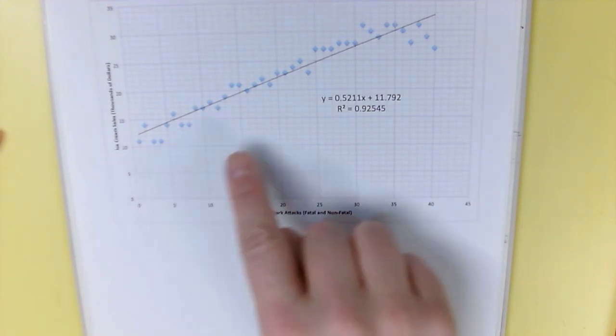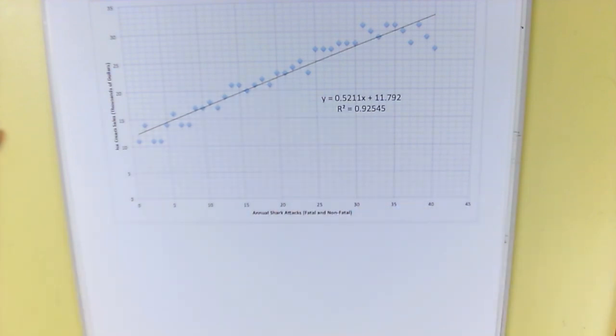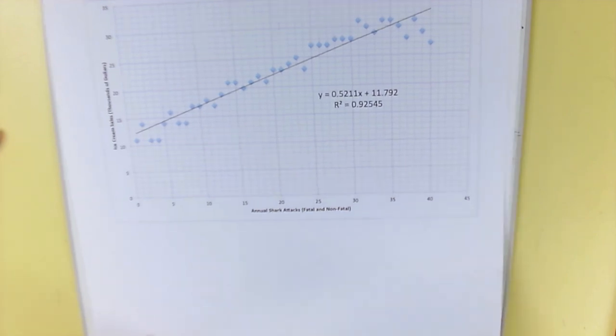Okay, is this a strong or weak correlation? Strong. Is this a positive or negative correlation? Positive. Yes, strong positive correlation. Very tight data. Now think about causation. Does the number of shark attacks cause people to eat more ice cream? Thumbs up, yes, shark attacks cause ice cream. Thumbs down, no, shark attacks do not cause ice cream. Let's see what you think. Good, we're all pretty much on the same page with this one. Yeah, no causation. Might be a pattern, but there's no causation there.